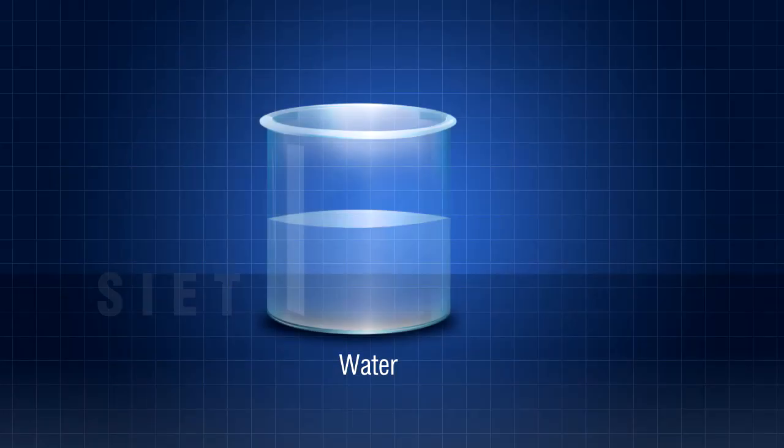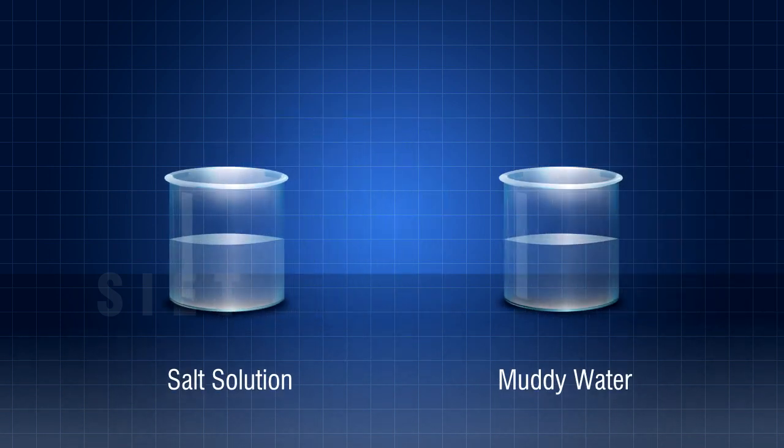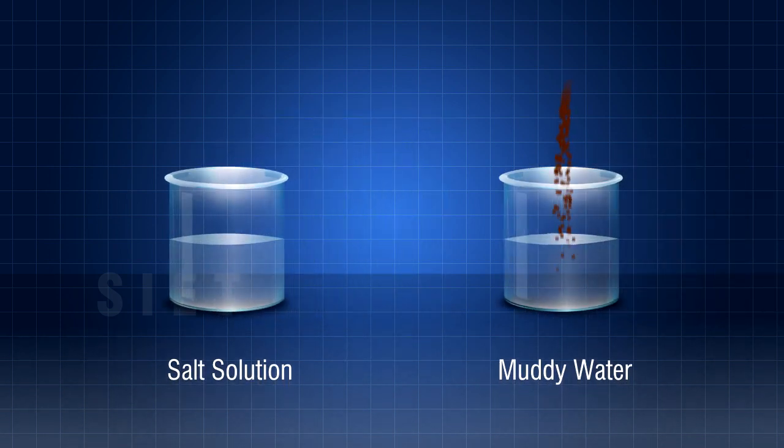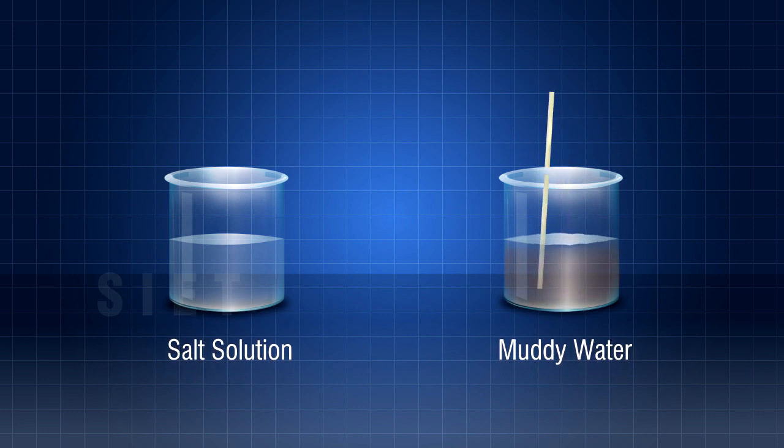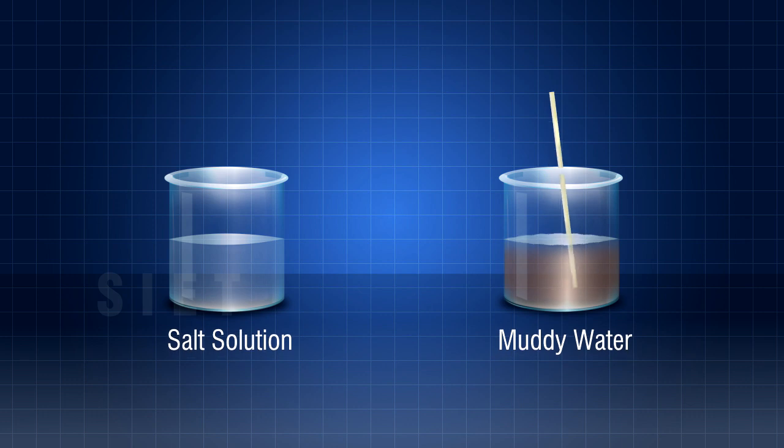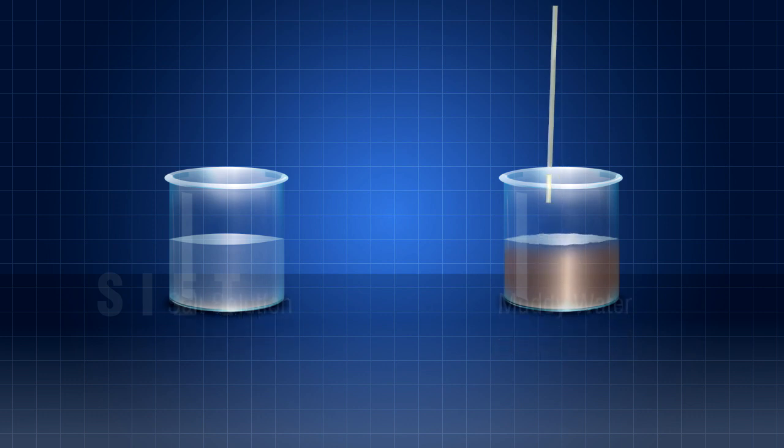When we dissolve common salt in a glass of water, we will obtain salt solution. Similarly, put some mud in a glass containing water and stir it well. We will obtain a mixture with solid particles of mud dispersed in water.